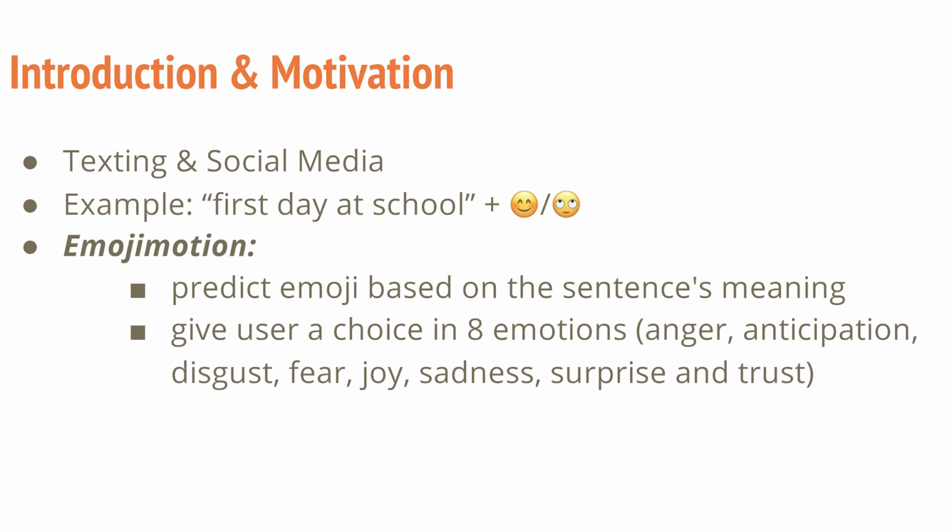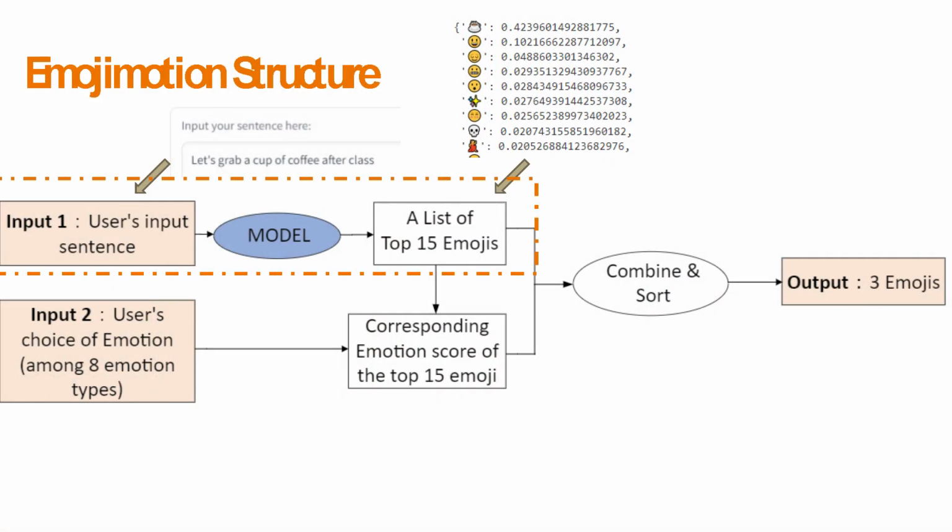Therefore, we came up with our project Emojimotion. It predicts the emoji based on both the sentence meaning and lets the users choose their emotion, for example anger, anticipation, joy, etc. And this is the basic structure of our project.